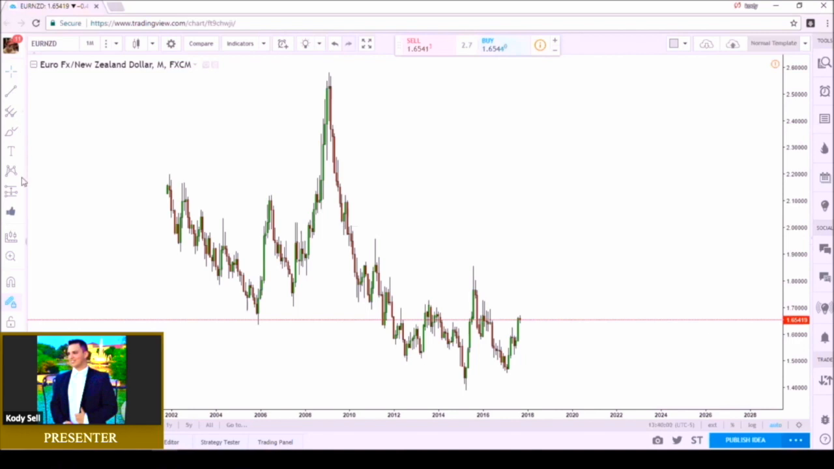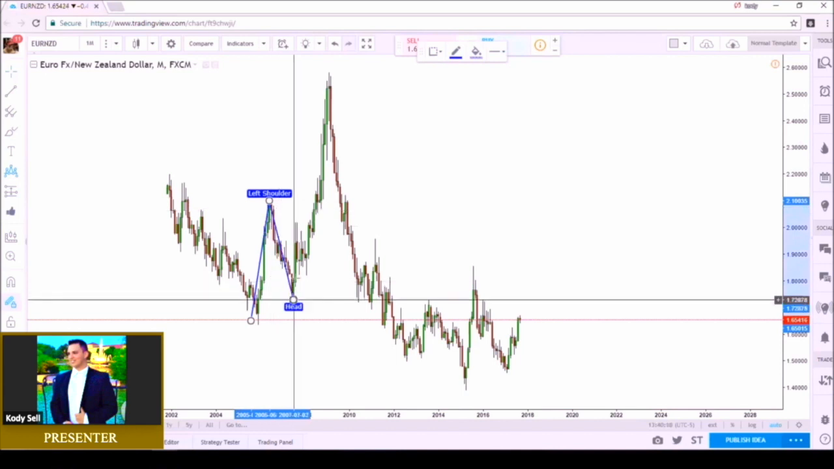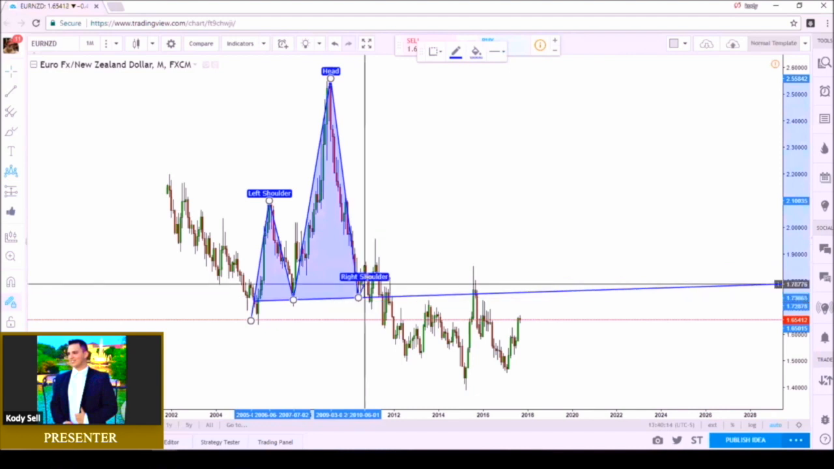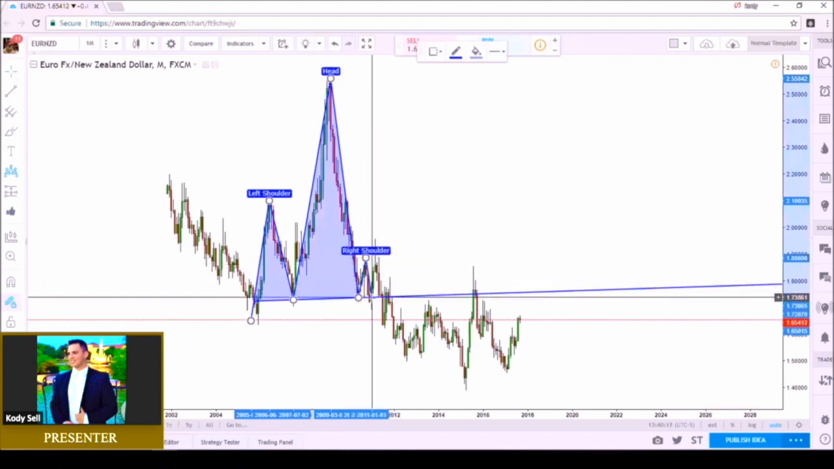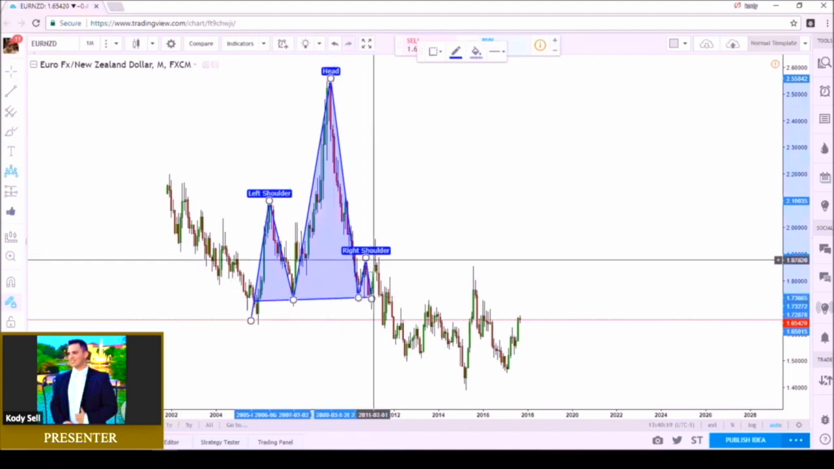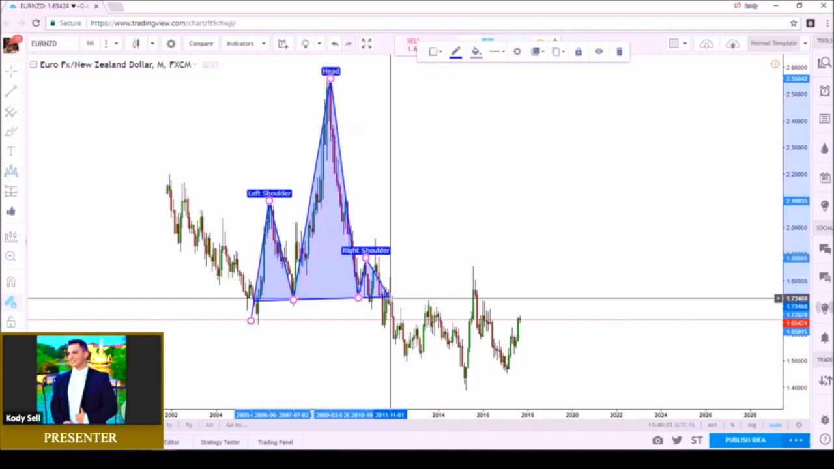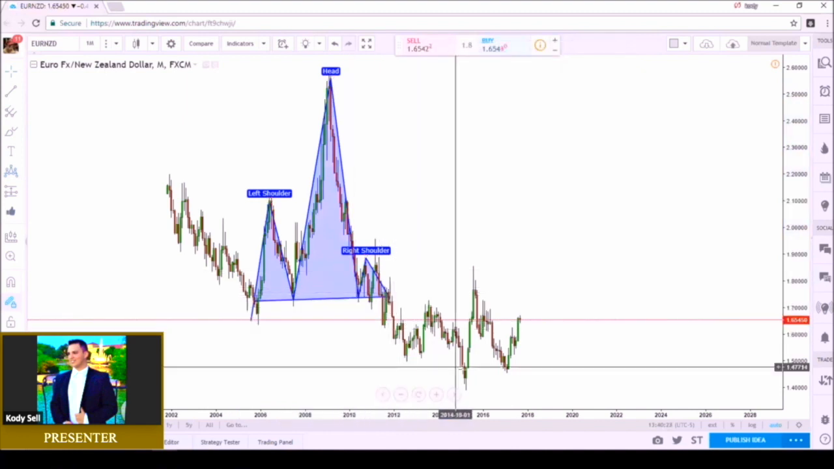may find interesting. So we have this head and shoulder pattern over here on Euro New Zealand. It's one giant head and shoulder pattern, and it's funny because she has broken this pattern already. She has retested. I'll show you guys. Drag her over here. You see she has broken, she has retested, and she is head down.